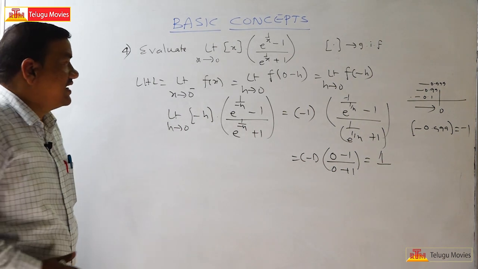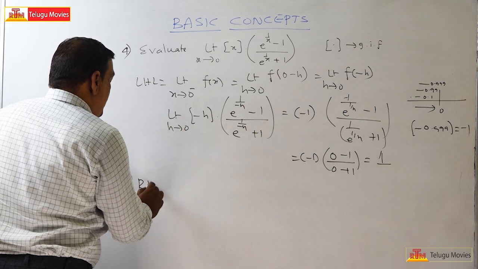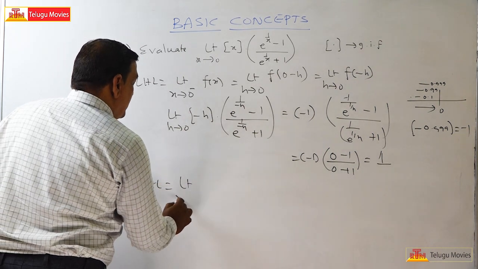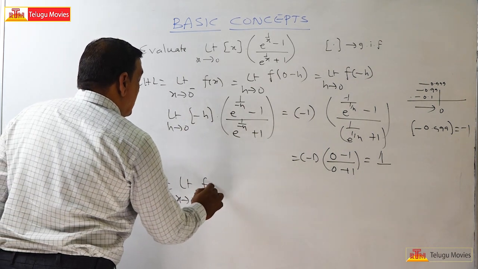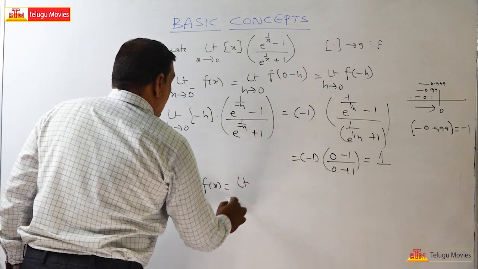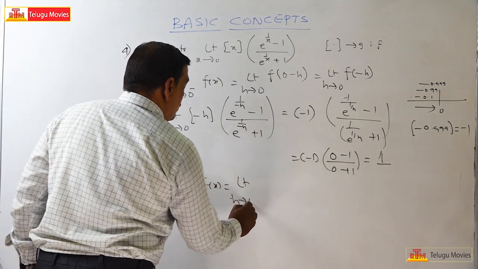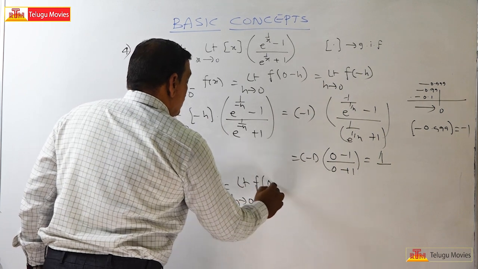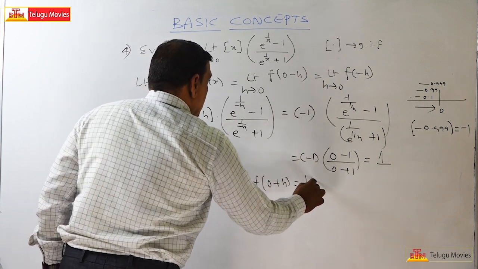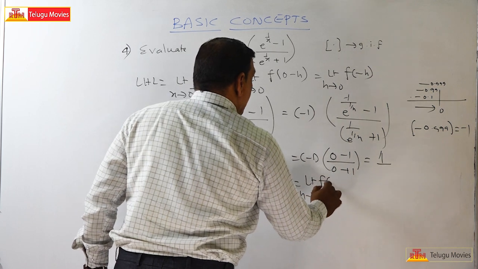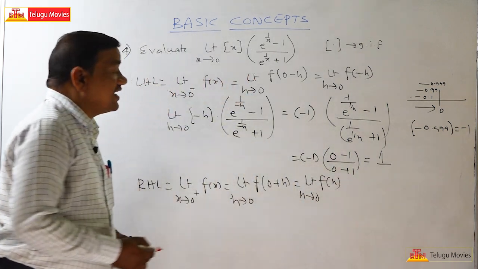Let us check the right hand side limit. So the right hand side limit is equal to limit x tends to 0 plus f of x. This is equal to limit x tends to 0, so we are putting here h tends to 0, f of 0 plus h, that is limit h tends to 0, f of h. This is the right hand side limit.